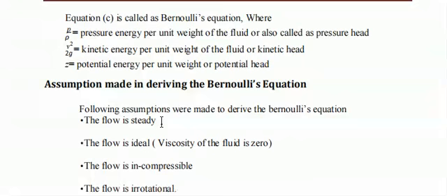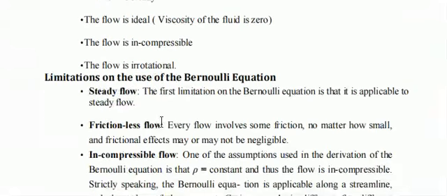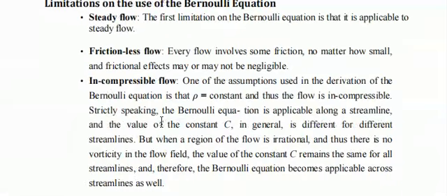And also we have some limitations on the use of Bernoulli's equation. Okay, so what are the limitations? Steady flow is the first one. The first limitation of the Bernoulli's equation is that it is applicable to steady flow only. You can say that is a disadvantage. So we can apply the Bernoulli's equation for steady flow. While deriving that equation itself, we assumed that the flow is steady. That's why it is applicable only for steady flow type of fluid. So that is one limitation on the use of Bernoulli's equation.